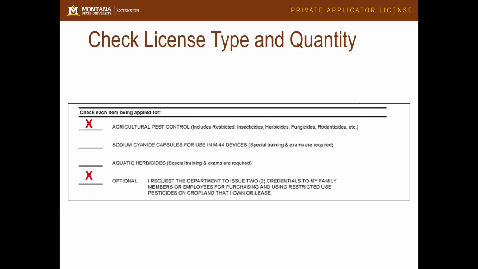The next section of the application looks like this. You will need to check agricultural pest control, and you may also want to check the box at the bottom asking if you would like 2 copies of your license sent to you. You may want this if you have family or employees who work under your license. The other options require additional training and are not applicable to this training.